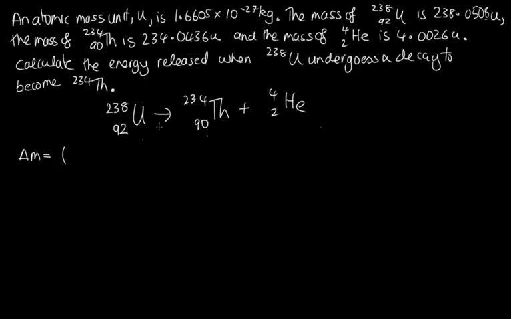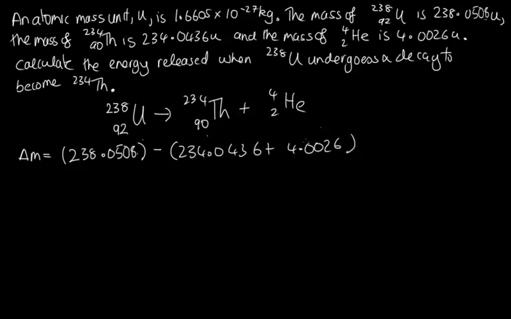So we've got the mass of the uranium-238, which is 238.0508, minus the mass on this side, which is 234.0436 plus 4.0026, and everything here is in atomic mass units. So this is equal to 0.0046 atomic mass units. And now to calculate the energy, we can use E equals mc squared.